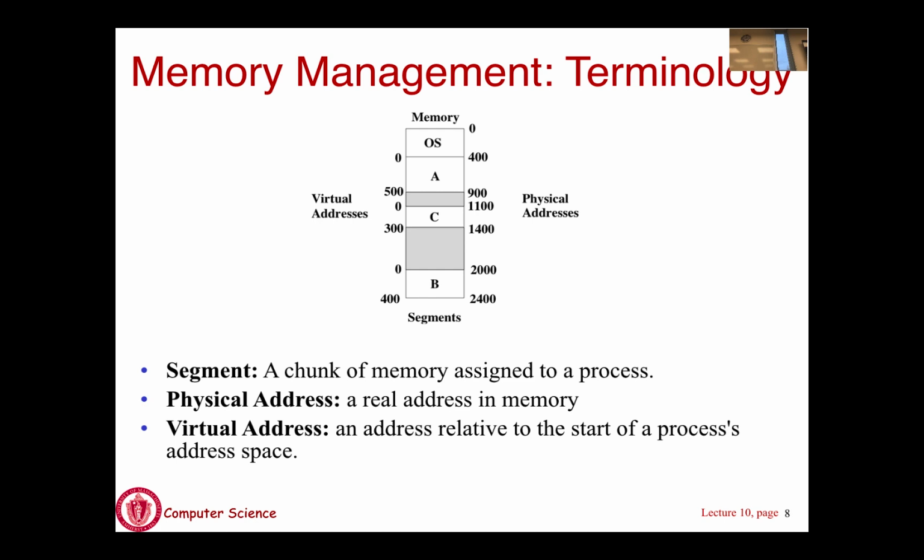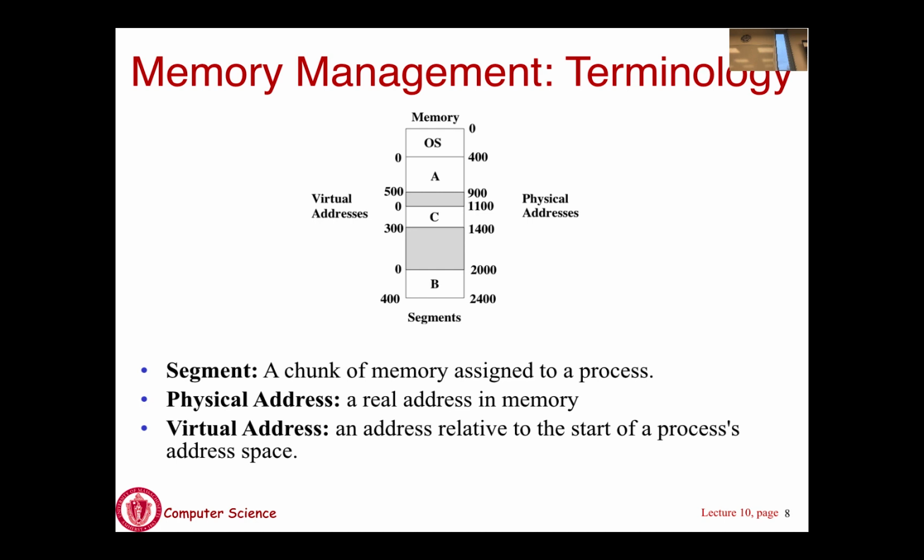Okay. So some terminology to keep in mind. Okay, that's a very simple picture of RAM that's laid out logically with 3 processes A, B, and C. Okay, and then the RAM, basically the addresses go from 0 to 2400 in this case. Okay. So we'll define the term segment as any chunk of memory you allocate to a process.